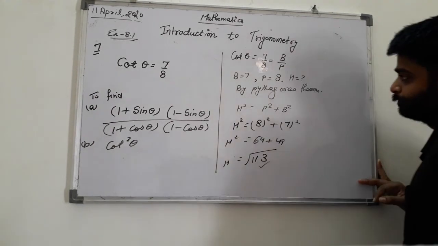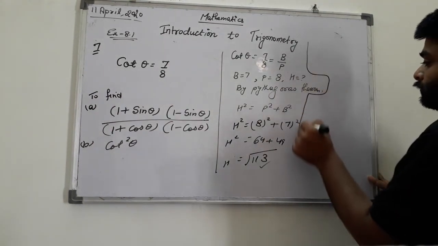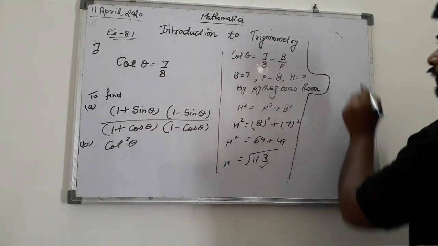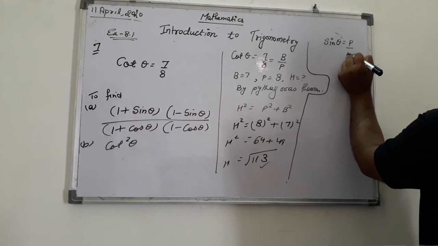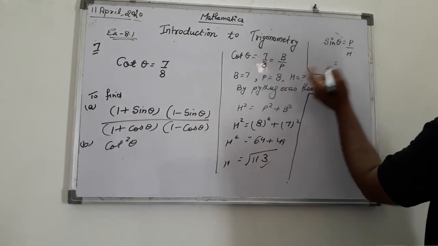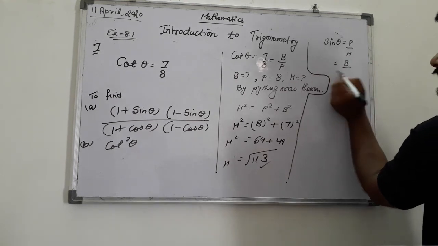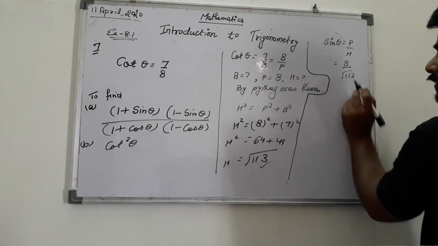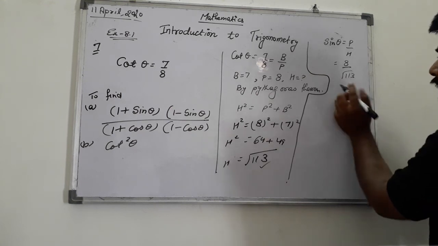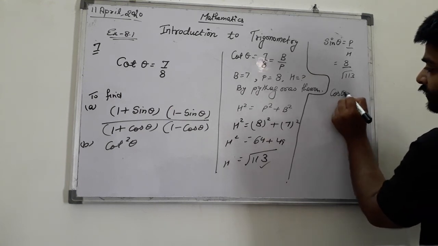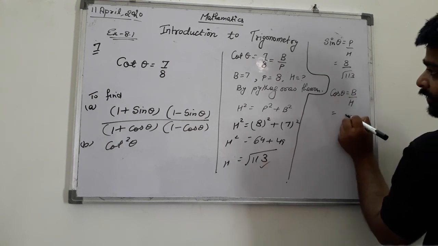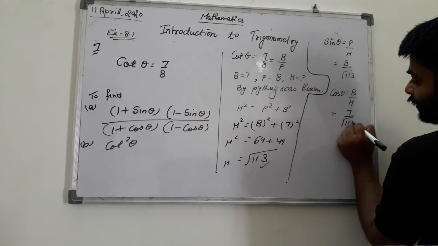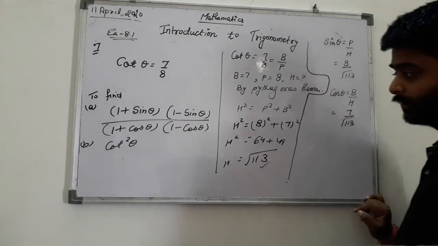Now class, what are they asking for? Sin theta. What is sin theta? P upon H. What is P, class? P is 8 and H, we will find, is root of 113. And cos theta is B upon H. So B is 7 and H is root of 113.